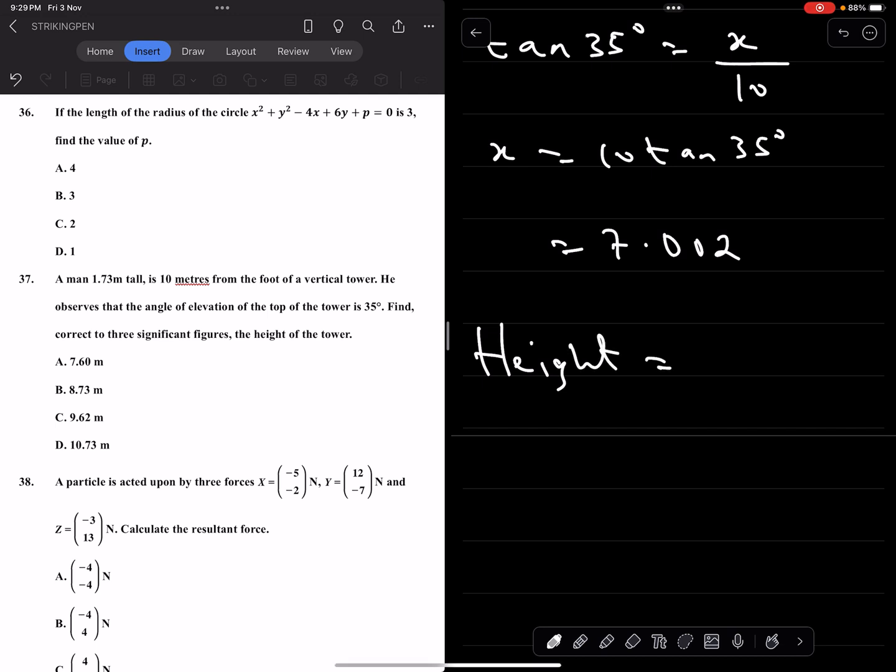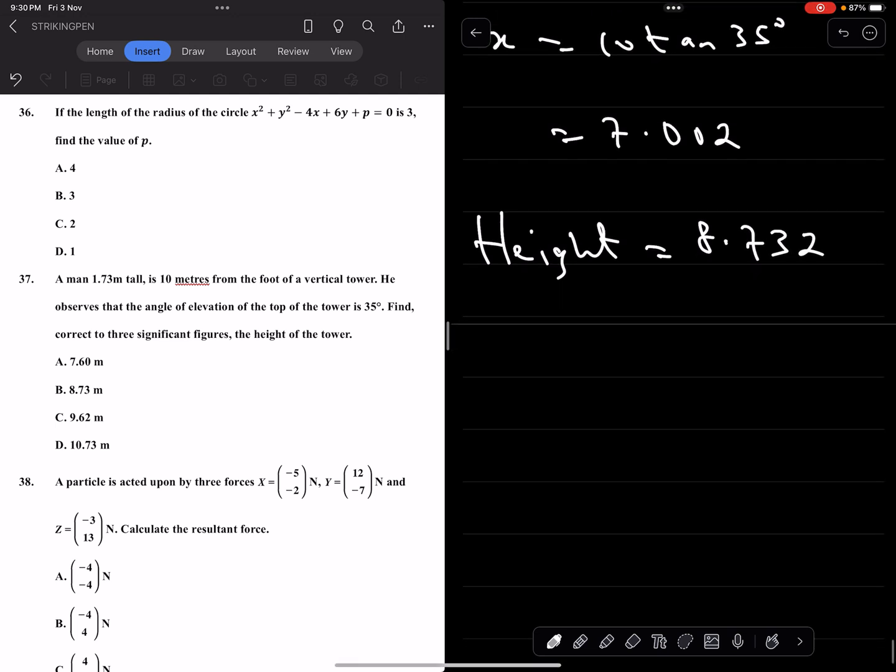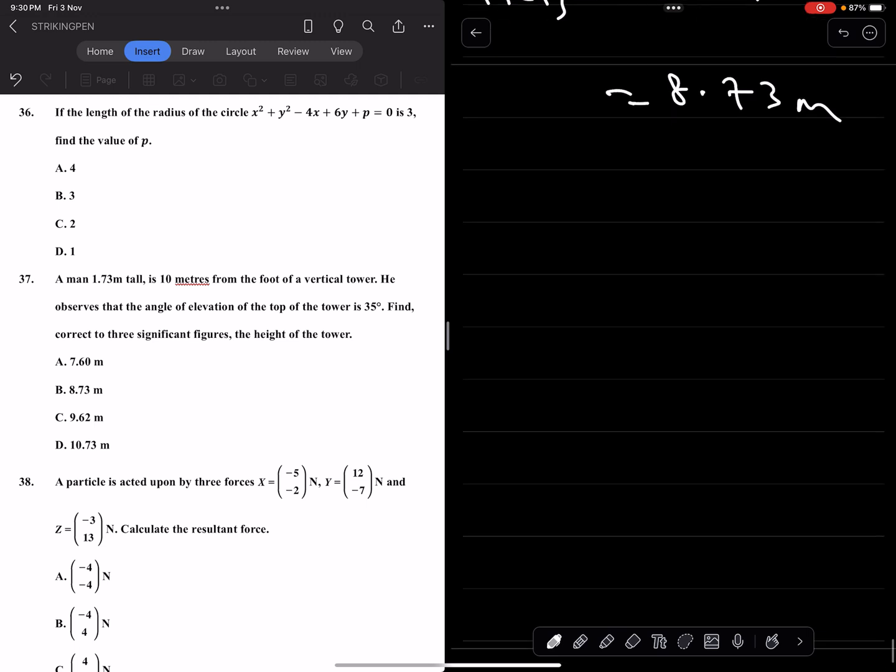The height of the tower is therefore equal to 8.732. They said correct to three significant figures, and that's going to be 8.73 meters. And the correct option is B. We go straight to the next, which is number 38.